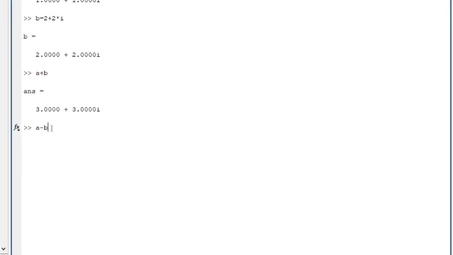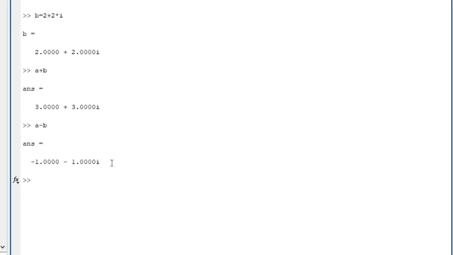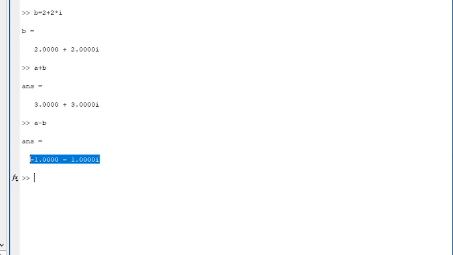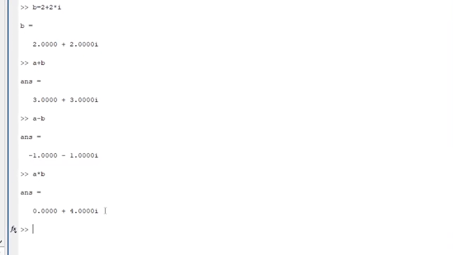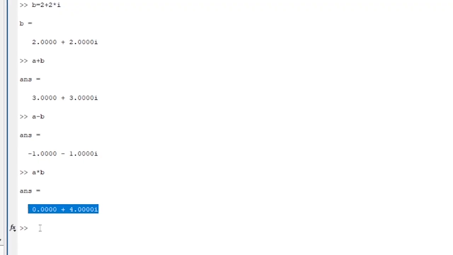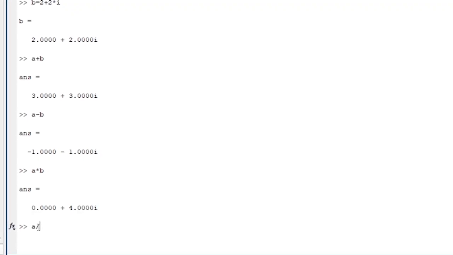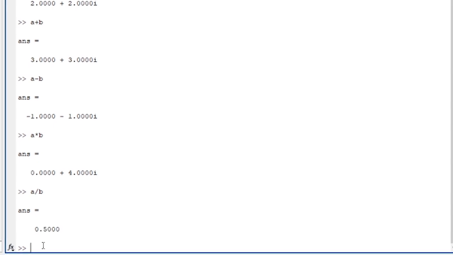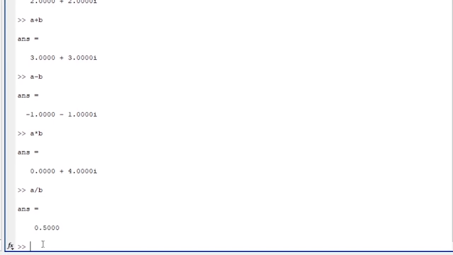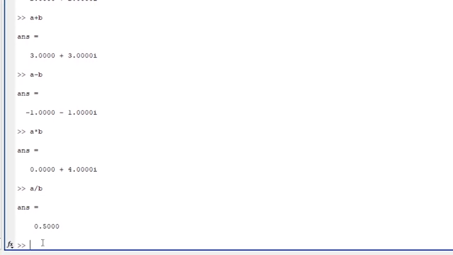So now the subtraction. Same answer, minus 1 minus i. Now multiplication. We get 4i. And now the division. We get 1/2. So this just shows that the previous demonstration was correct. And now let's plot these.